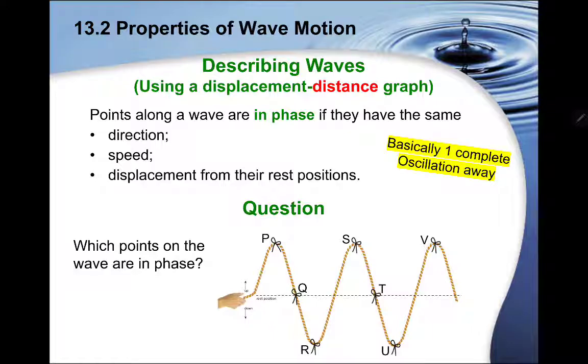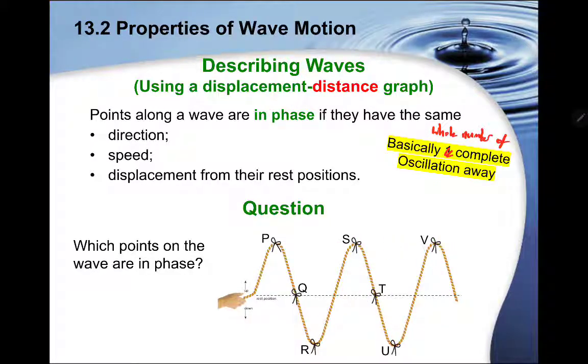things that are in phase have to be one complete oscillation away or more. Okay, so I guess it's not really one, but a whole number of complete oscillations away are in phase. So P and S is one oscillation away, P and S are in phase. P is also in phase with V, it's two oscillations away, and S is also in phase with V.